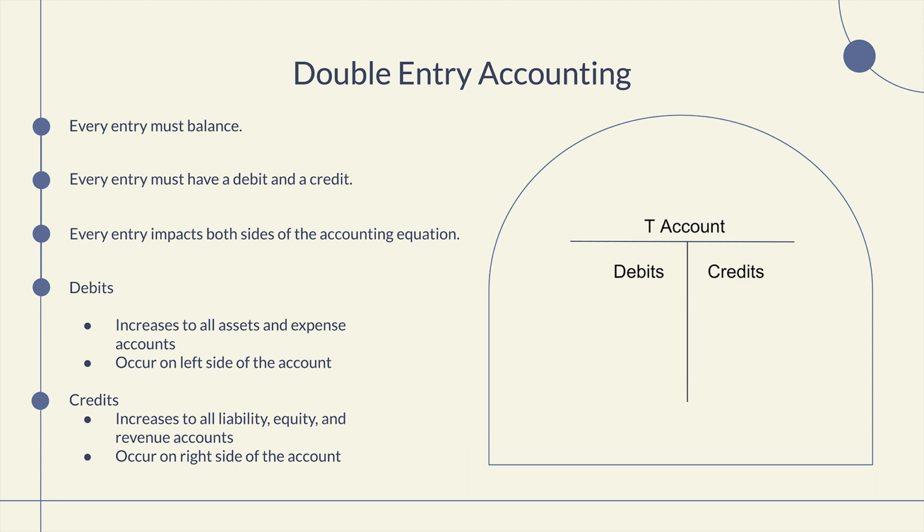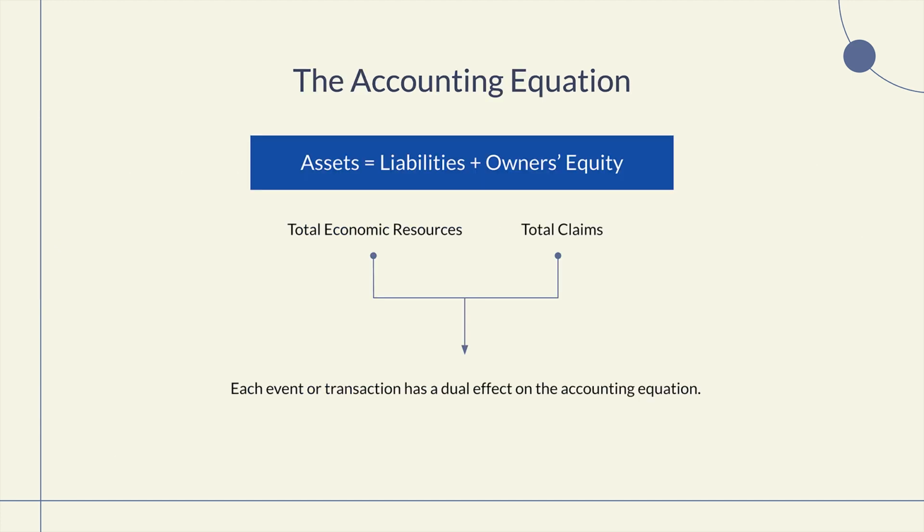We can see this represented by a T account where debits are on the left and credits are on the right. Increases to all assets and expense accounts are debits and occur on the left-hand side of the account, whereas increases to all liability, equity, and revenue accounts are credits and occur on the right side of the account. The accounting equation underlines the process used to capture the effect of economic events.